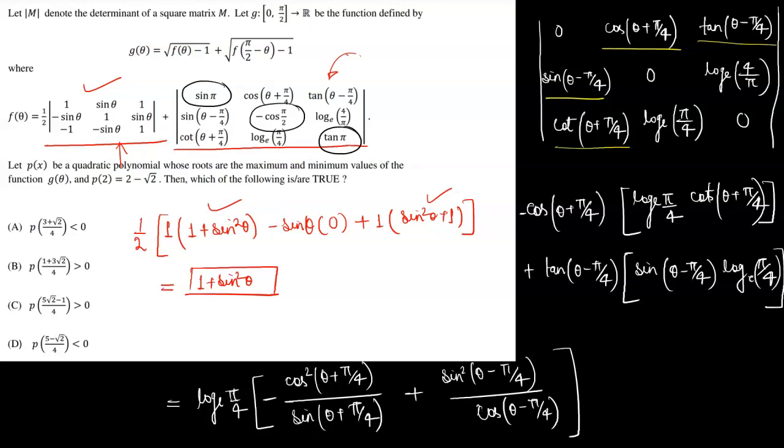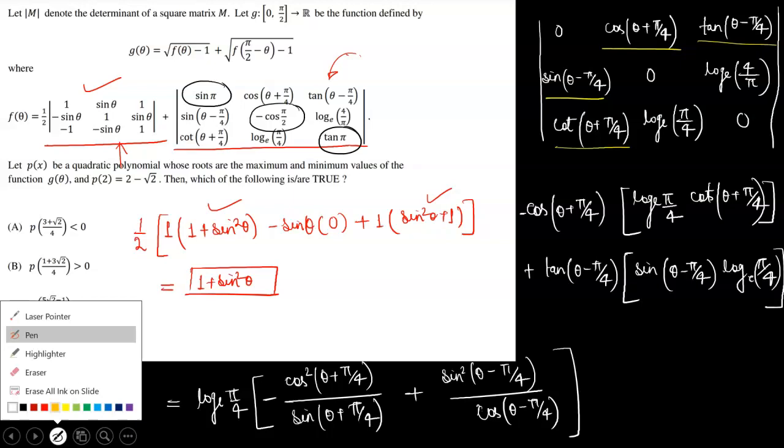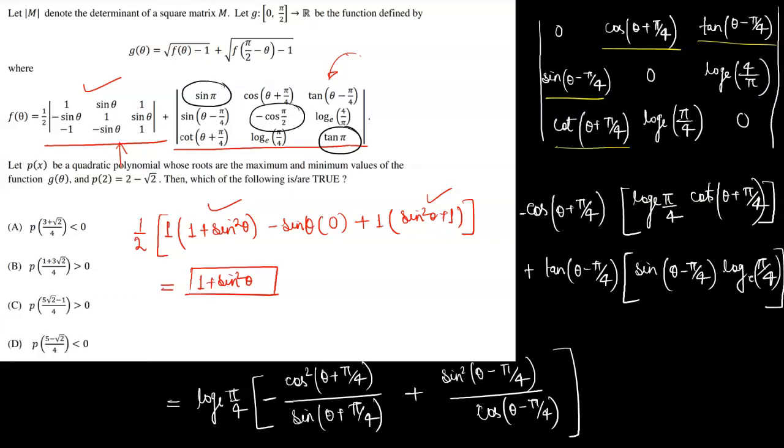So let us first see these two terms, this and this. These two terms are exactly the same, leaving the sign. How? You can simply see that cos theta minus pi by 4 will be cos theta cos pi by 4 plus sine theta sine pi by 4. So it will be 1 by root 2 cos theta plus 1 by root 2 sine theta.